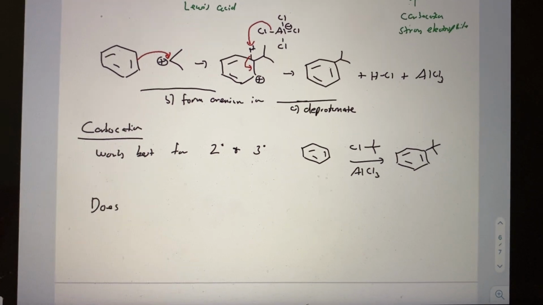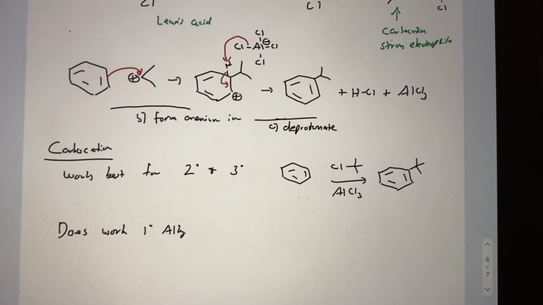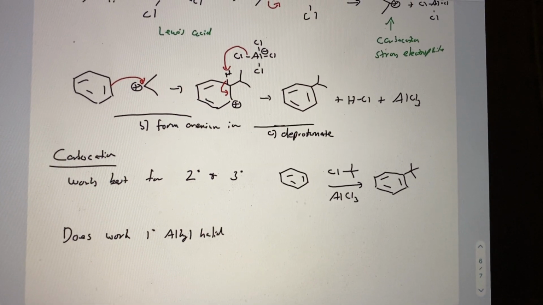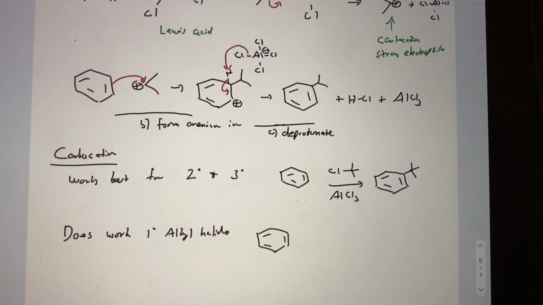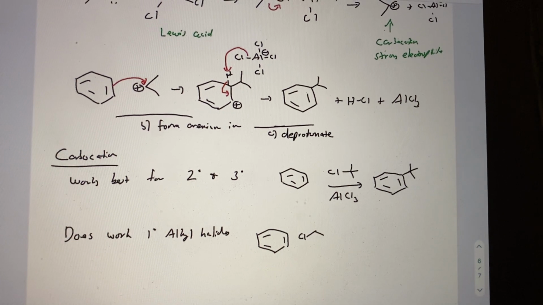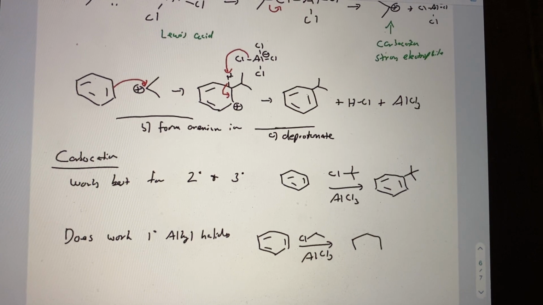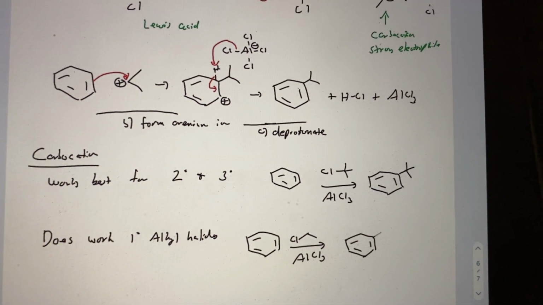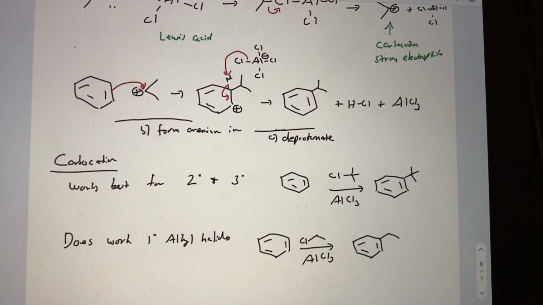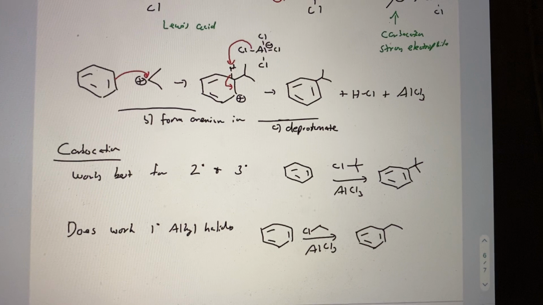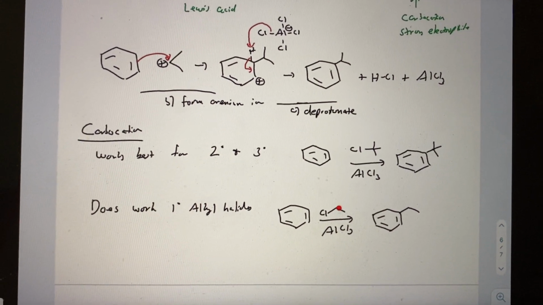for primary alkyl halides. So we can take benzene again, and let's put the chloro here, this ethyl chloride, AlCl3. And you can introduce an ethyl group. Why I'm bringing this up is it seems kind of unusual. Remember back from organic 1 that forming a primary carbocation is highly unfavorable.